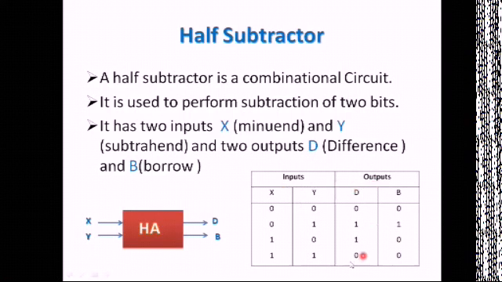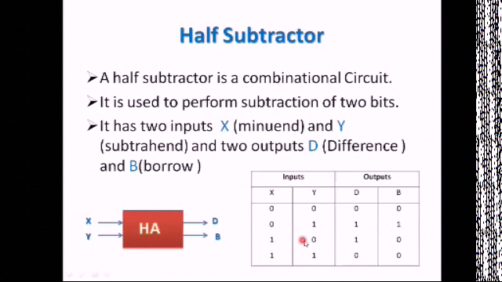That is, this is the truth table, where X and Y are the 2 inputs and D and B are the 2 outputs. So there are 4 combinations: 0 0, 0 1, 1 0 and 1 1. Now we will see how the truth table works. So 0 minus 0, the difference is 0 and the borrow is also 0. Now 0 minus 1, difference is 1 and the borrow is 1.